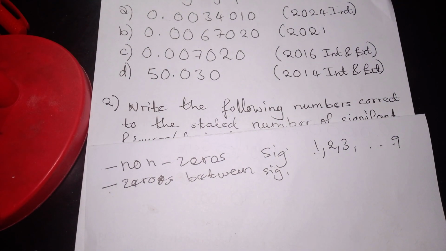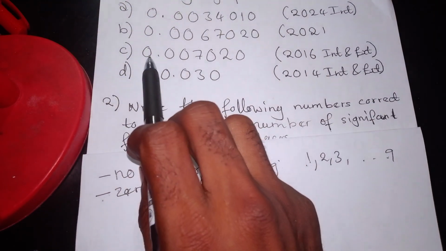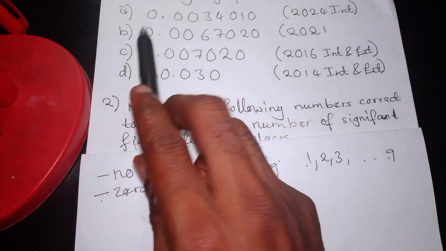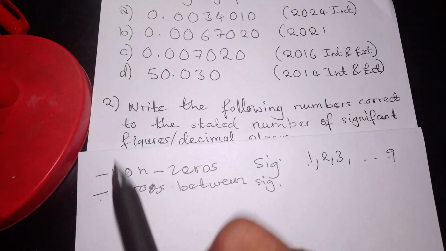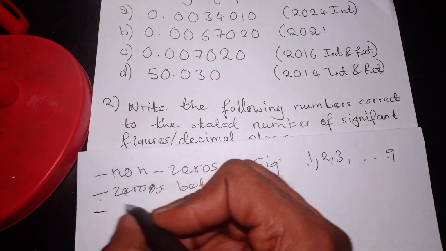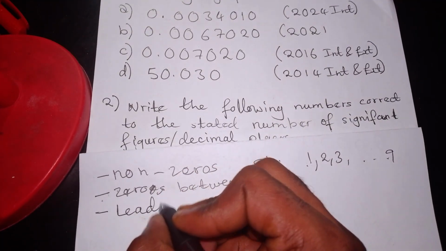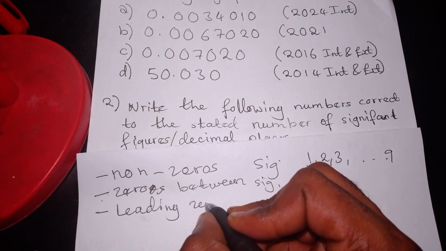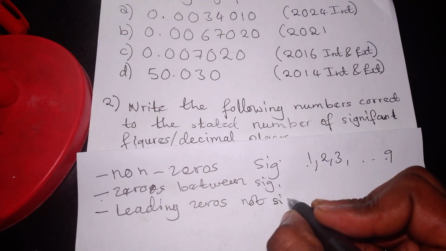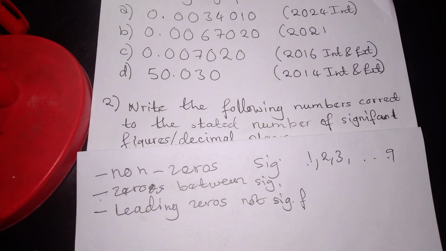And then the third rule is on the leading zeros. When we talk of the leading zeros, we're talking about these ones here, the first zeros on decimal numbers. These zeros are not considered significant. So you can say leading zeros not significant, like that.